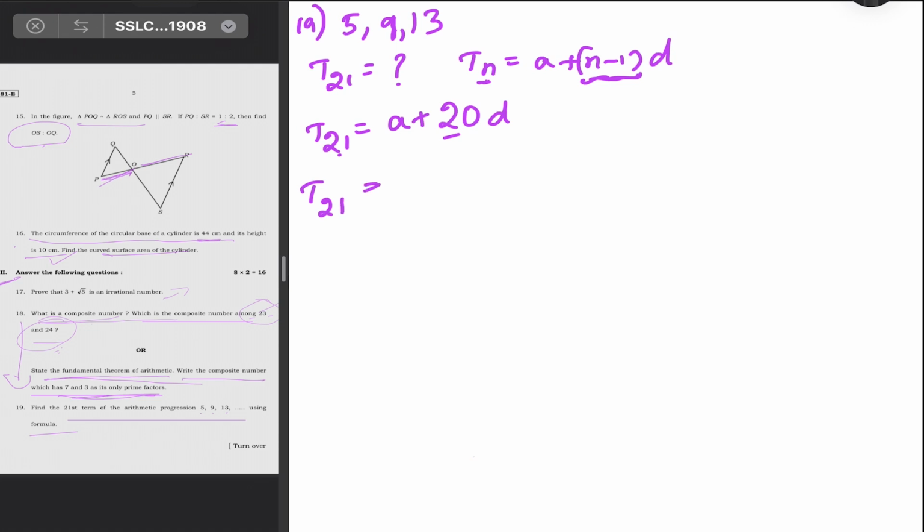What is the first term here? It is 5 plus 20. And d, it is very clear, the difference: 9 minus 5 is 4, and 13 minus 9 is also 4.